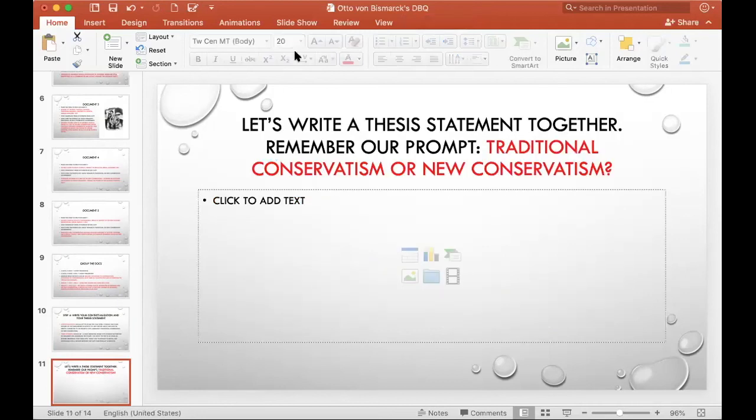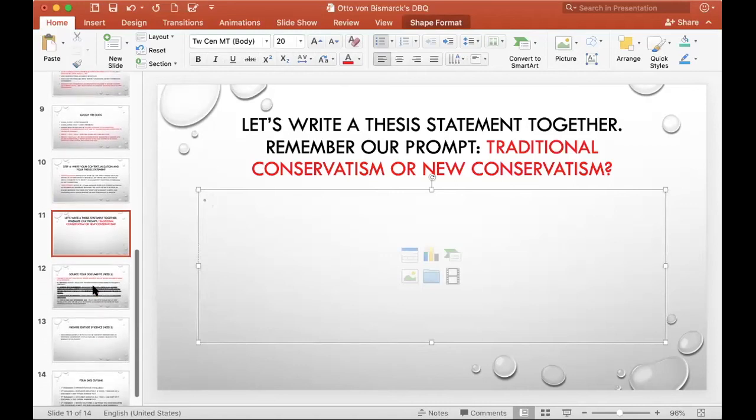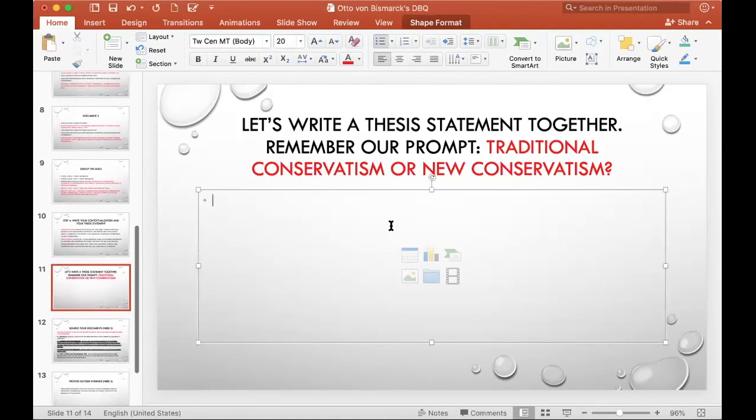So I'm going to go to this slide here, and with you, we're going to write a thesis statement together based on looking through the documents that we just looked through and categorizing them by groupings. So our prompt is, again, I always have to reread the prompt 1,000 times to make sure that I am not veering off course. Evaluate whether the policies of Otto von Bismarck's government represented traditional conservatism or a new kind of conservatism in 19th century Europe.